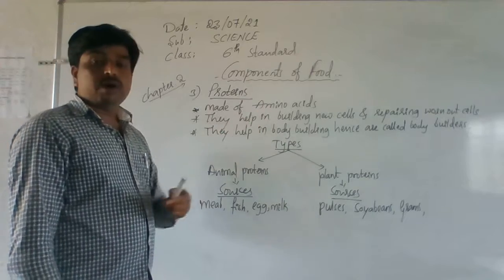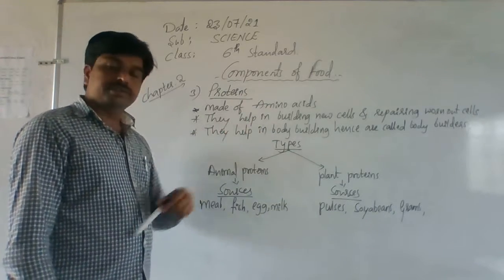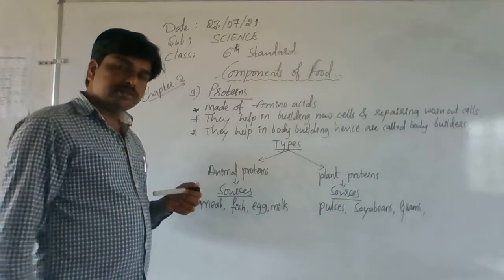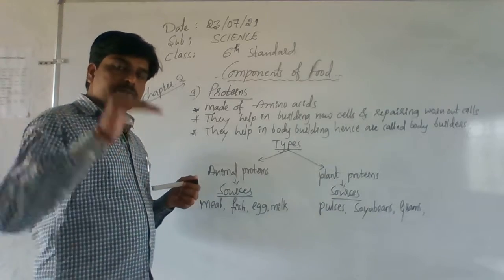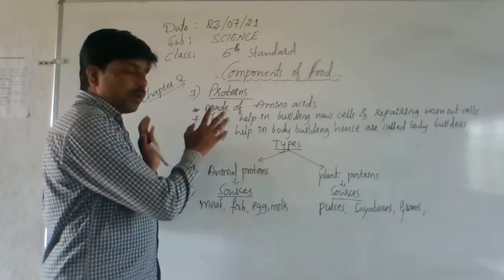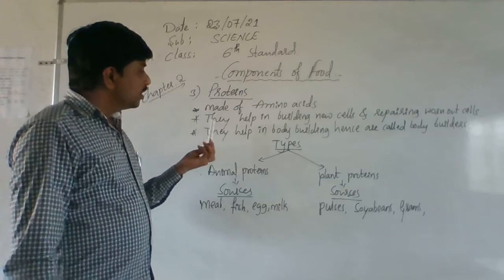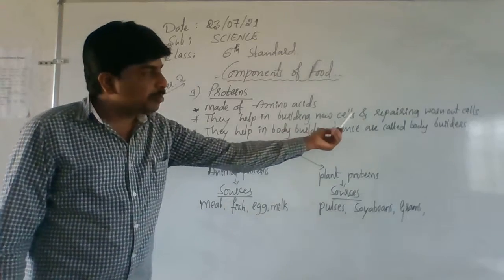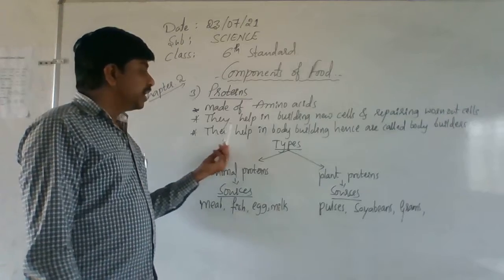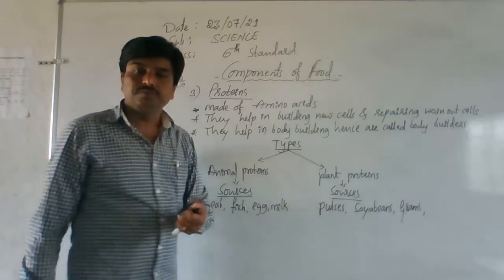Proteins are made up of amino acids. So what are these amino acids, sir? We will learn more about these amino acids in your higher classes. Now, proteins are made of amino acids, and what they do is they help in building new cells and repairing worn out cells.